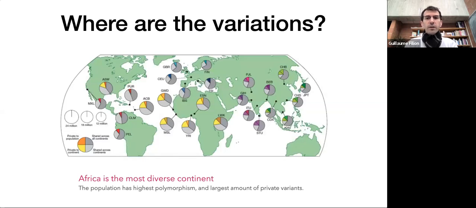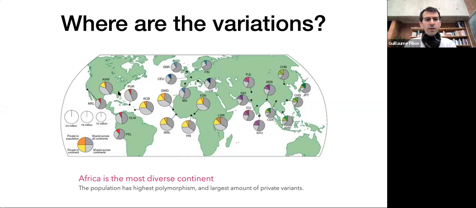So where is the variation on the planet? Africa is the most diverse continent. The population has highest polymorphism and largest amount of private variants. So what is a private variant? This is a variant that is present only in the population of interest. So private African variants is polymorphism that exists only in Africa.